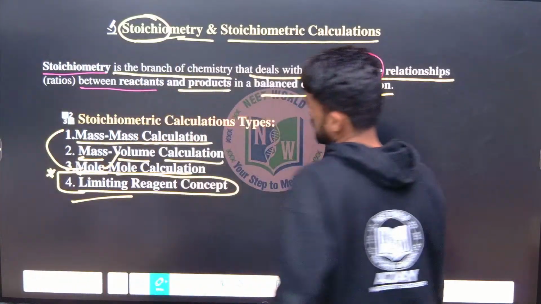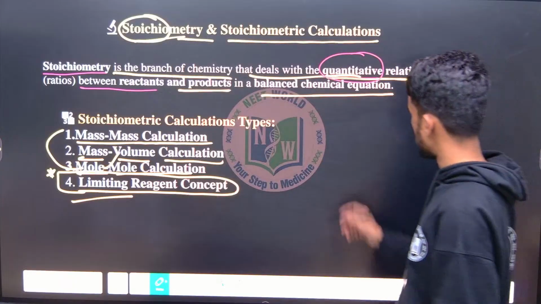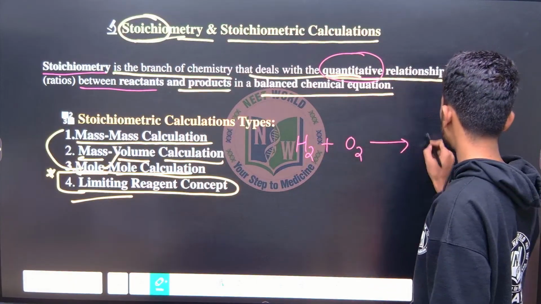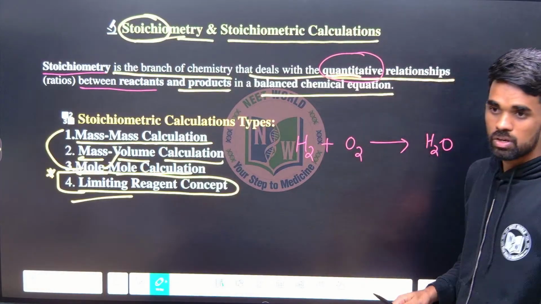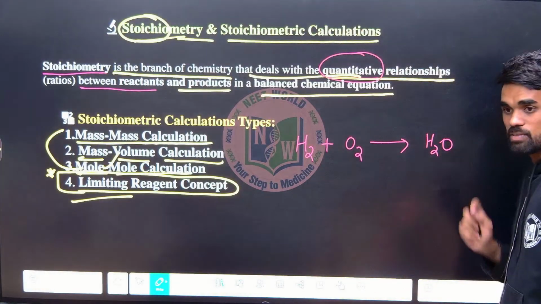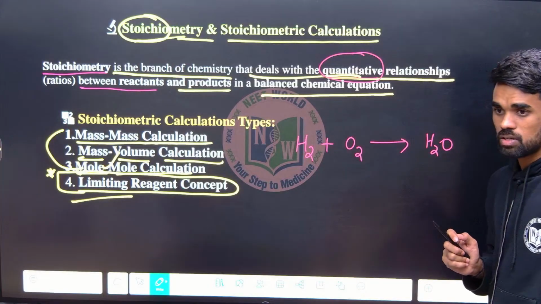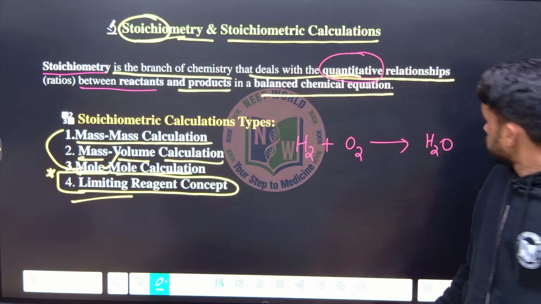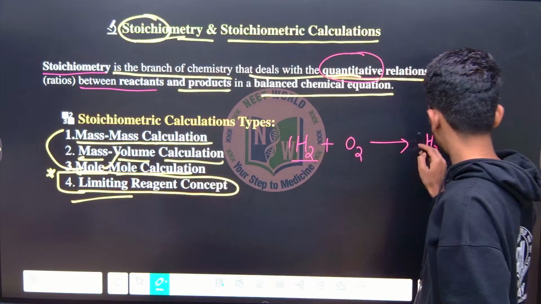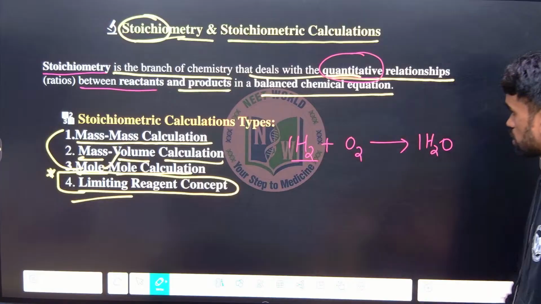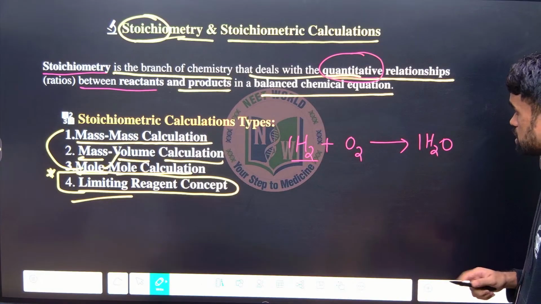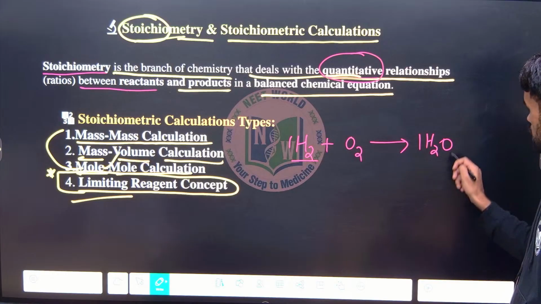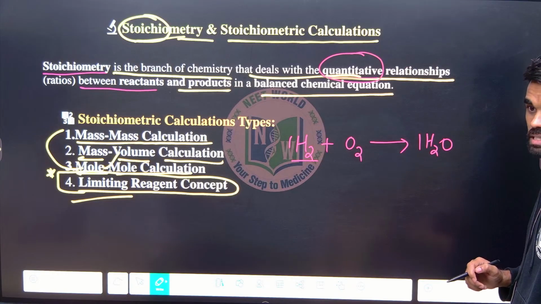Next, let me take one example. H2 plus O2 gives rise to H2O. First of all, is it a balanced equation? No. Try to balance it first. Hydrogens are 2 on each side. Next, oxygens: here 2 are there, but here only 1. So how can I make it balanced?